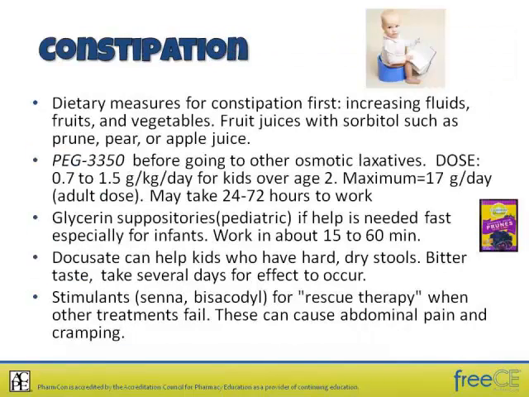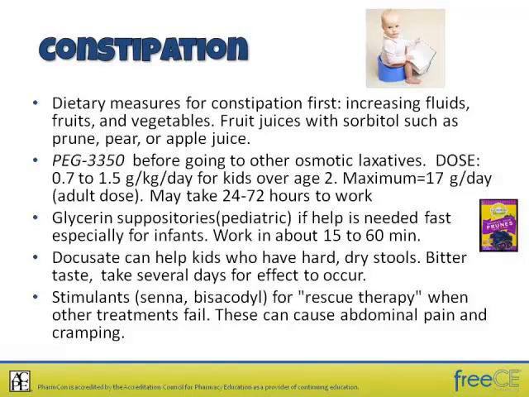Constipation is always a concern as well. Dietary measures are what we want to always employ first. We want to increase fluids. We want to increase fruits and vegetables. Fruit juices with sorbitol, and sorbitol being a sugar alcohol, can cause diarrhea, as we know, such as prune juice, pear juice, and apple juice can all be given frequently to help with the constipation.